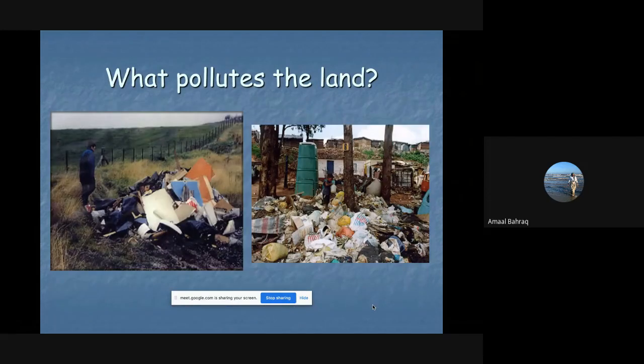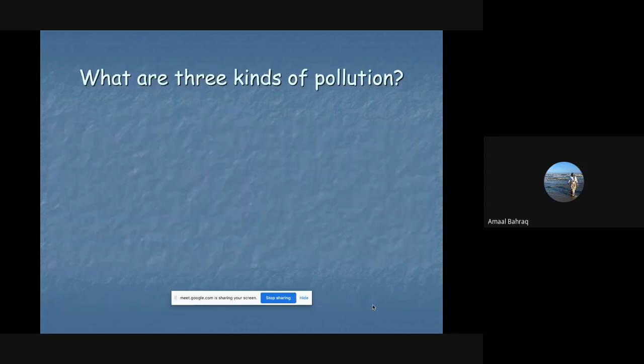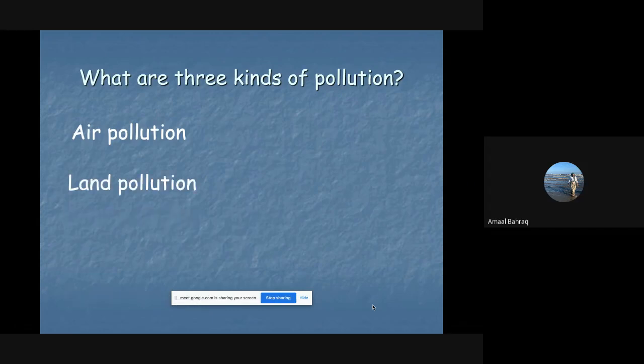What pollutes the land? Trash. Trash is what pollutes the land. A lot of the trash that we have can harm animals, plants, and soils. So remember, there are three kinds of pollution. There's air pollution, like factories and smoke. There's land pollution, like trash. And there's water pollution, which is pollution that goes into the water.